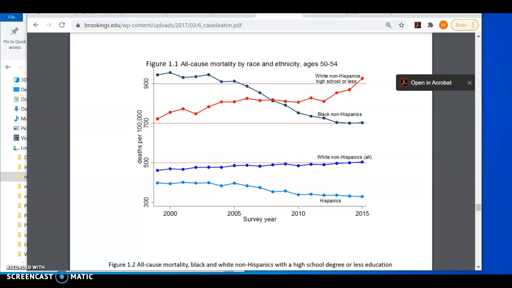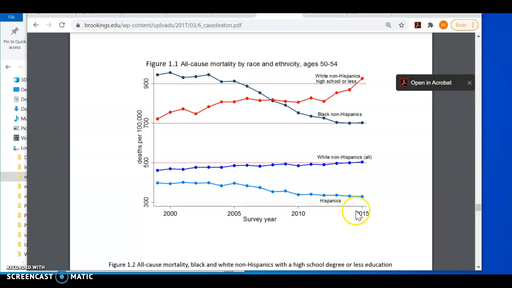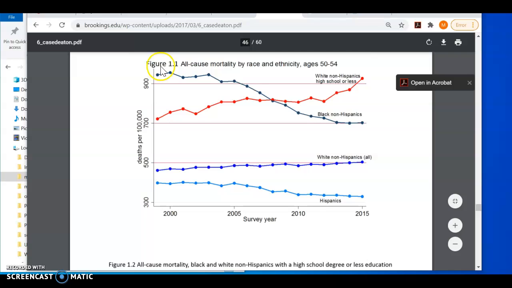What I wanted to talk with you about here in this Case and Deaton article are some of the graphs. They show very clearly and painfully what's going on in the United States and also give us some comparisons with the rest of the world. The first one is for the US, and it's all-cause mortality, so all the different reasons that people die, by race and ethnicity, ages 50 through 54. The axis here shows time on the X up through 2015, and deaths per 100,000 of population on the Y.